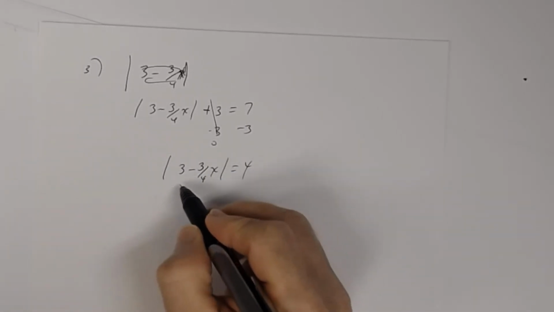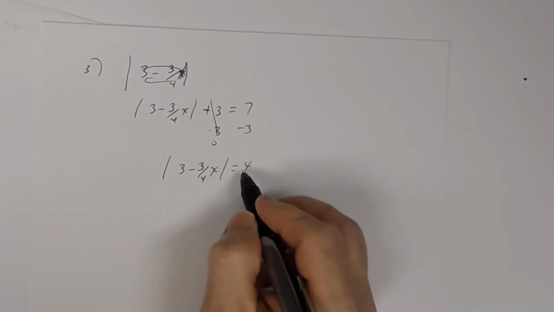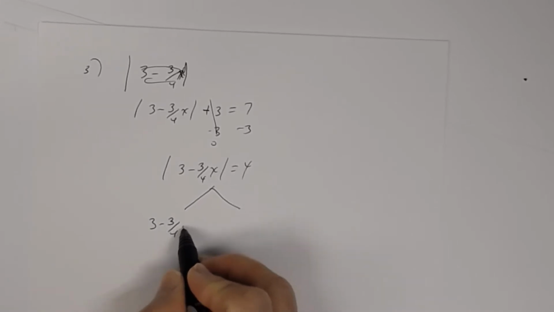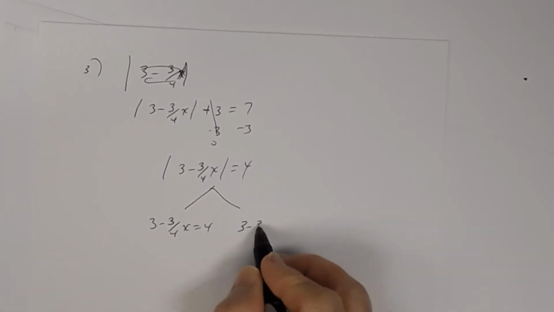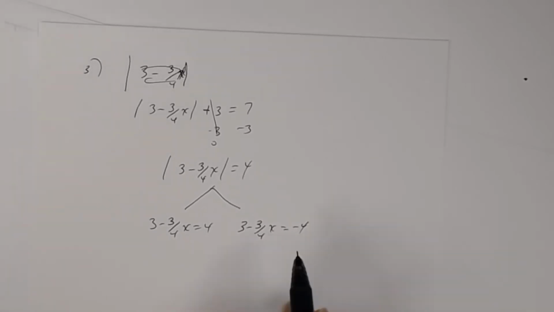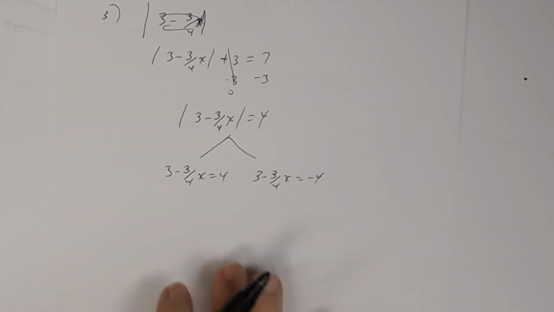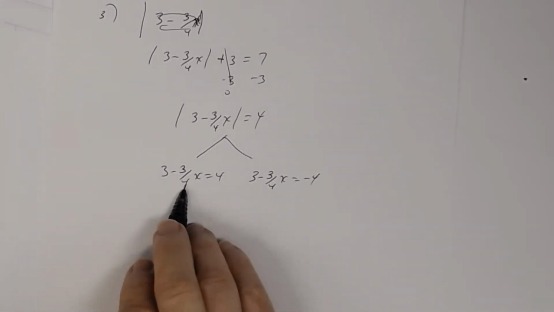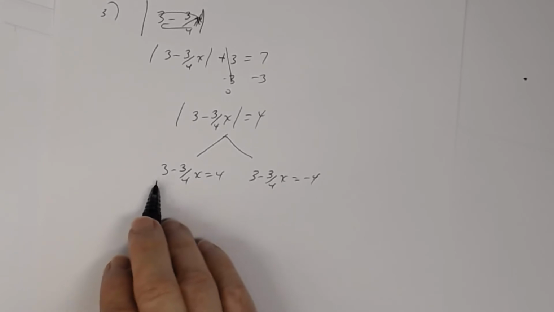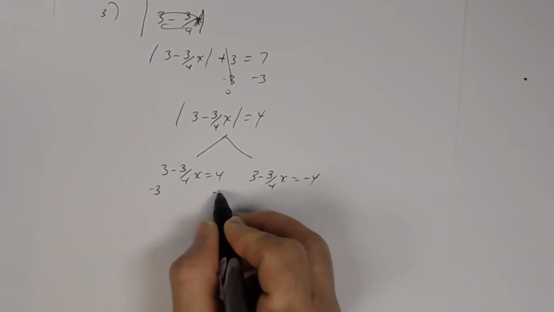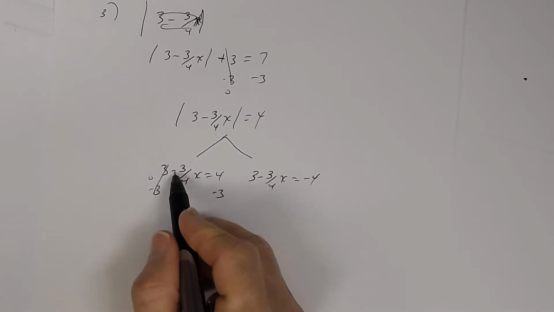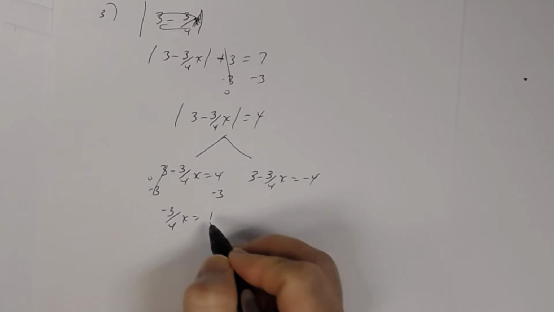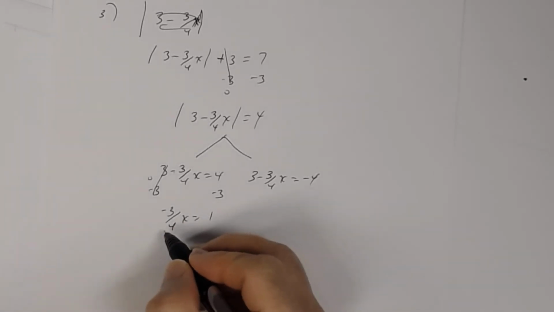And again, notice our discussion. The absolute value expression by itself, that's a positive number, so I can split it apart. So I'm going to say 3 minus 3/4 x equals a positive 4. 3 minus 3/4 x equals a negative 4. Okay? And then a couple more steps and you're done. So what I would do here, first of all, before you multiply both sides by the LCD, let's go ahead and subtract 3 from both sides, because notice what happens. 3 subtract 3 is 0, so I get a negative 3/4 x is equal to, and 4 subtract 3 is 1.